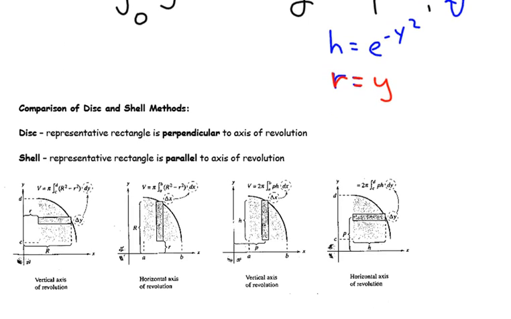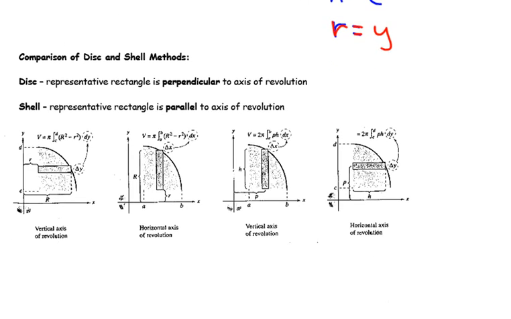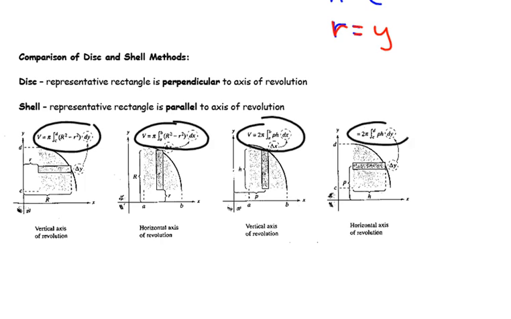Down here we just have a summary and a comparison of the disk and shell methods. This is a good reference guide. It tells you, if you have a vertical axis of revolution, what formula to use, and also what to take your integral with respect to. Each of those gives you the different formulas based on the axis of revolution and the orientation of the graph. So that's just for your reference.